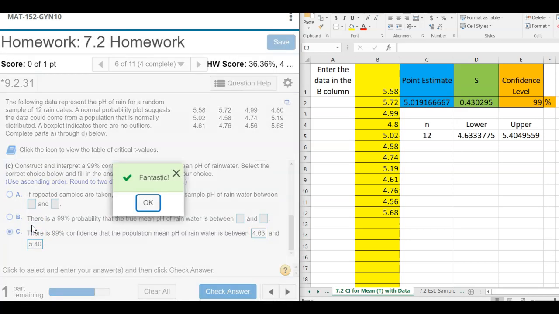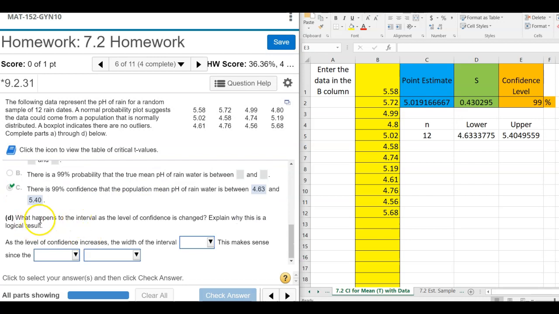All right, now what happens is the interval changes as the level of confidence changes. So the level of confidence increases. We went from 95 to 99. Notice what happens to our numbers. All right, there's 95, there's 99. This one gets smaller and this one gets higher. That means the width of the interval increases. It gets wider. This makes sense since the margin of error increases as well.